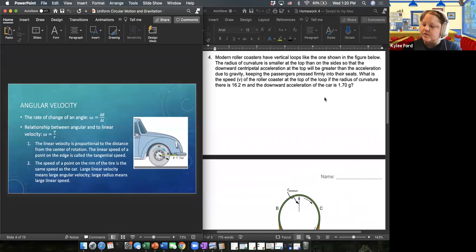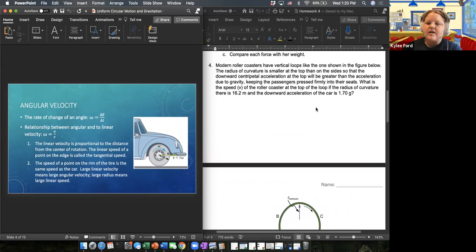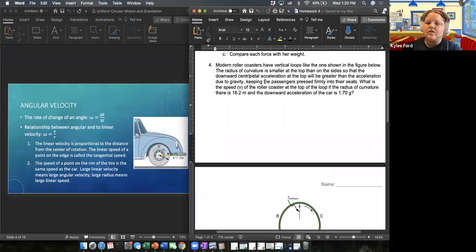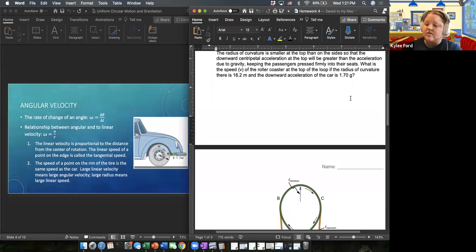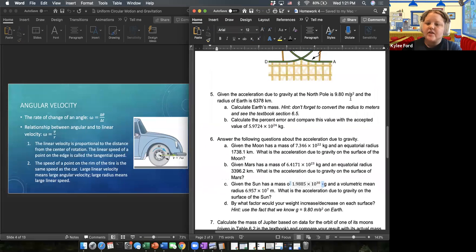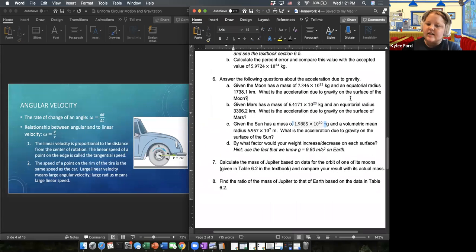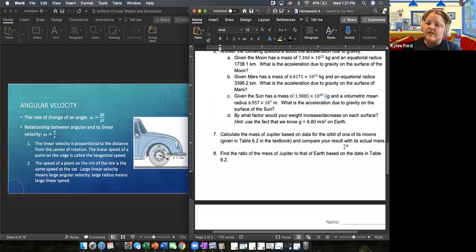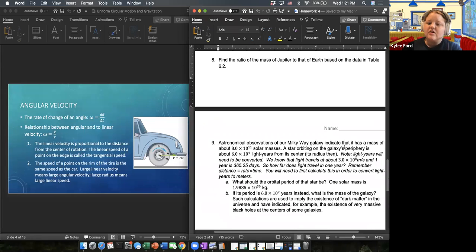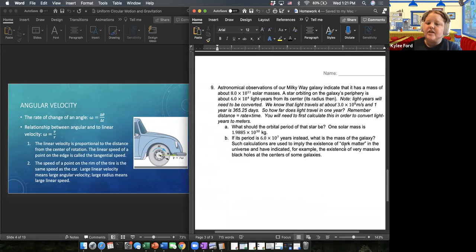Well, that one seems pretty straightforward. I know there's a lot of words here in number 4, but that one is actually like a 2-step thing. And I think that's it. A lot of these are very straightforward. They shouldn't be too difficult.